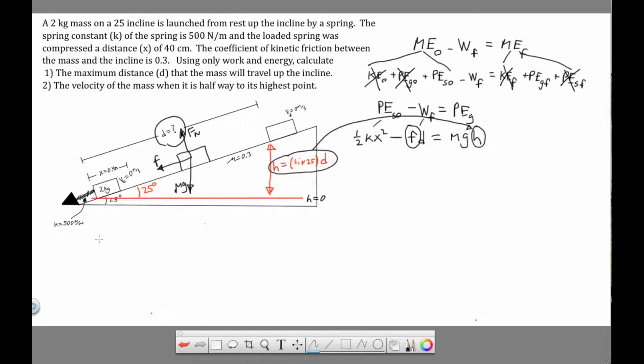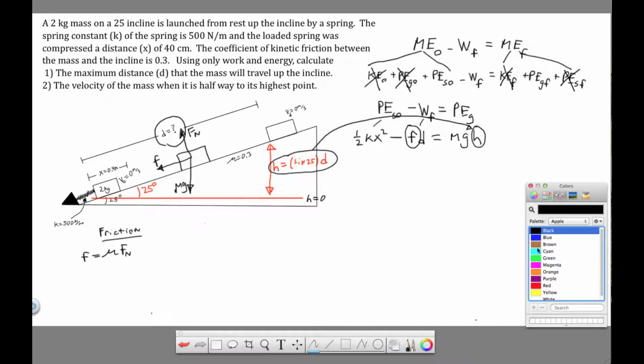So let's find our friction force. So friction has an equation. Friction is coefficient times normal force. And we already have the coefficient. It's 0.3. The thing we have to find is the normal force. So the way we're going to do that is by summing forces. We have to sum forces to get the normal force. And remember, on an incline, we always tilt the xy axis. So we're going to say that's the x direction, and then perpendicular to the incline is the y direction.